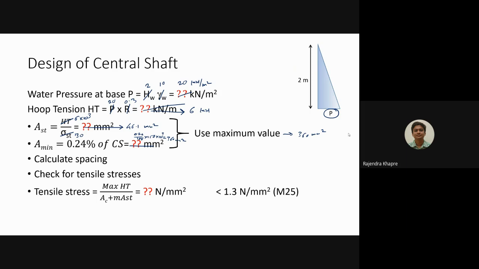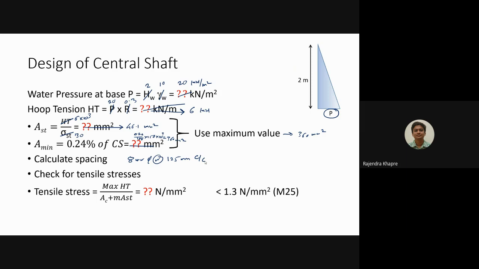So how much spacing is required? If you provide 8 dia bars for 360 square, how much should it come? 139 is the spacing. So we have to reduce on the lower side, so we can take 125, right? 125 center to center. We are not providing 150 because the thickness of the section is 150 and the spacing should not be more than that, so 125 is sufficient.